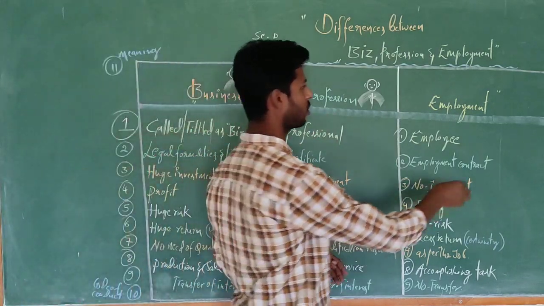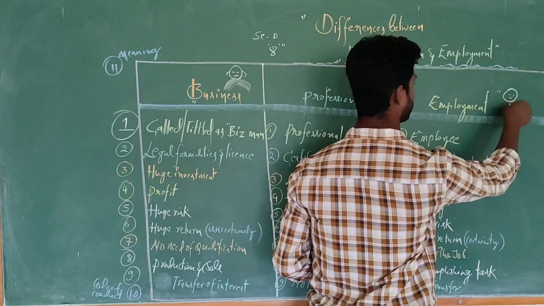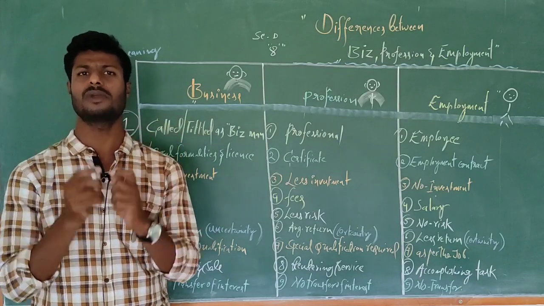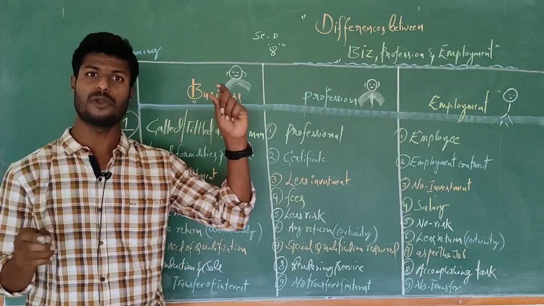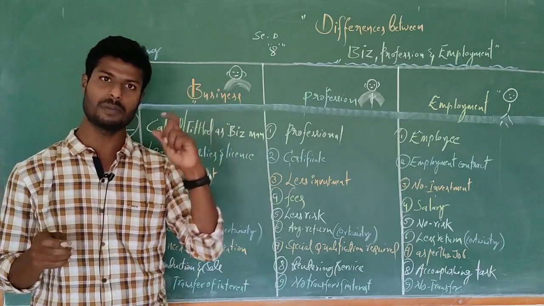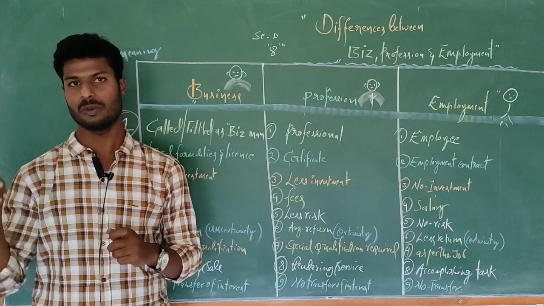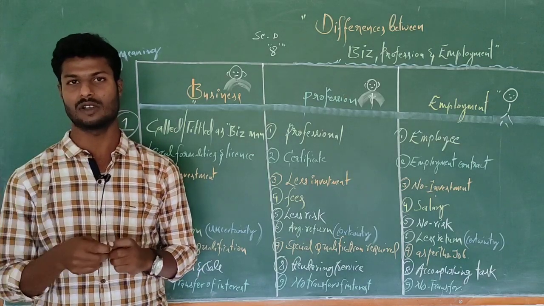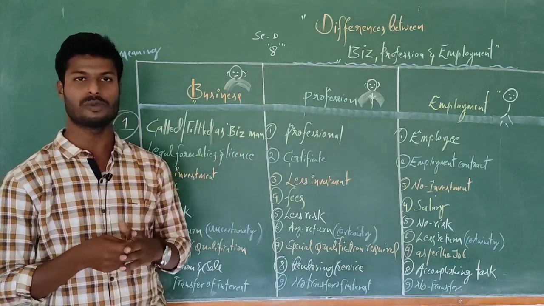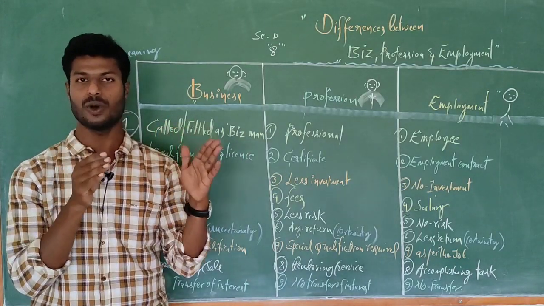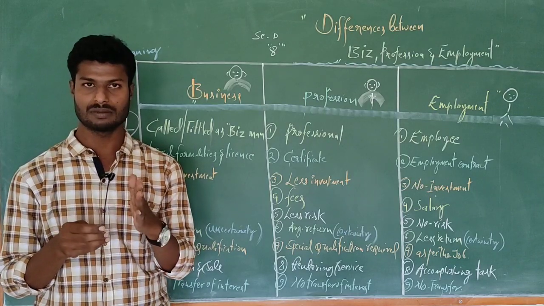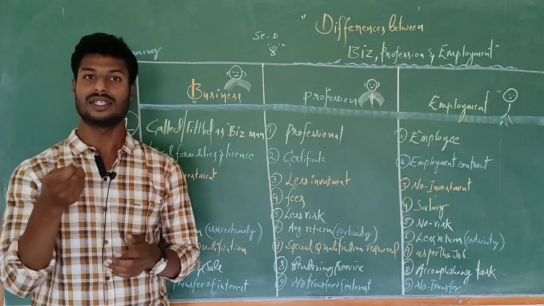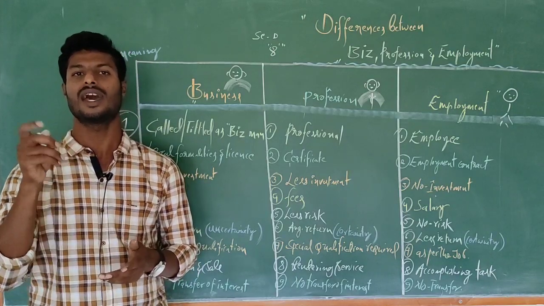Last one is employment. What is employment? Employment means the written agreement between employer and employee. Here, employer means the job giver or job provider. Employee means the job receiver, or one who performs a job in a factory. Employment is a written agreement between the employer and employee in which the employee works for the employer and gets remunerated in the form of salary or wages.